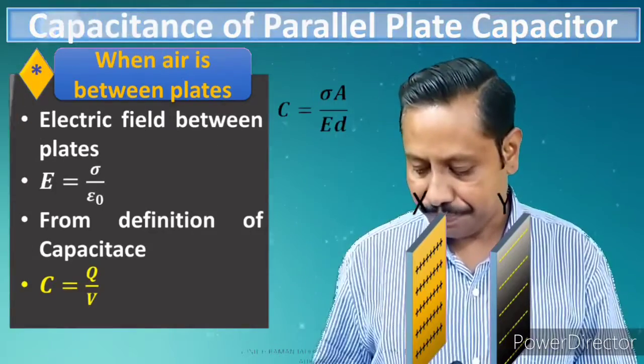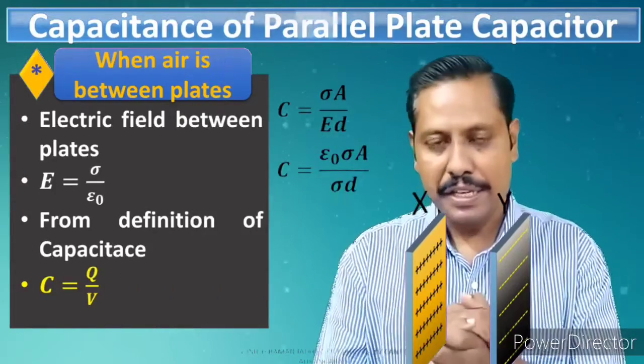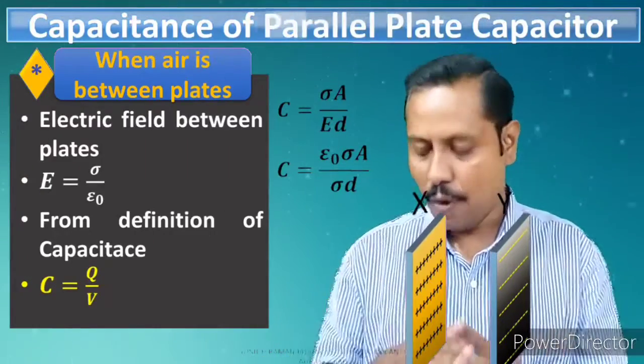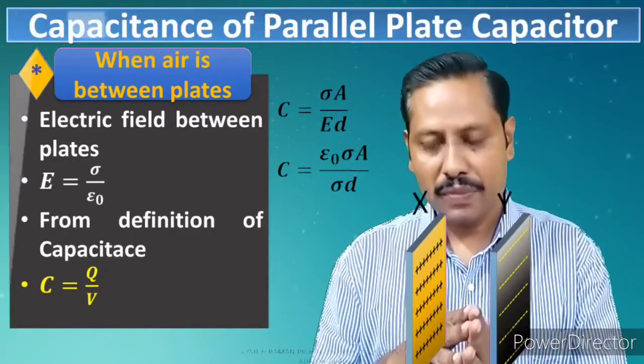Let's simplify further. Now put the value of E here. We can write C equal to epsilon 0 sigma into A upon sigma into D.